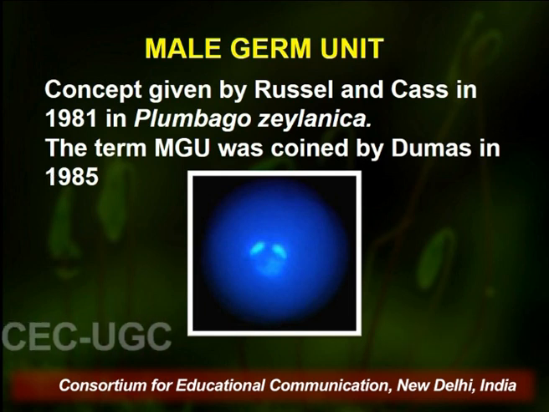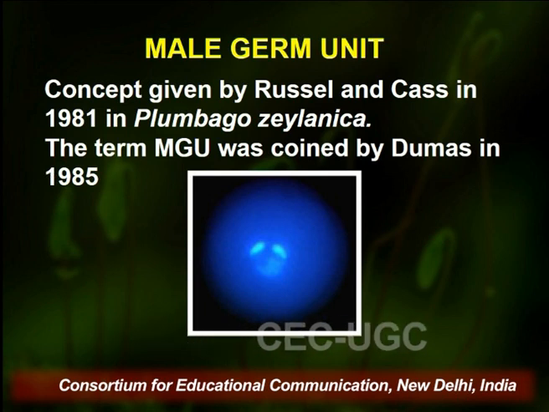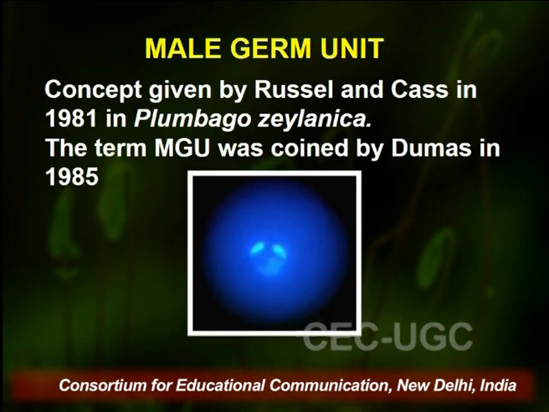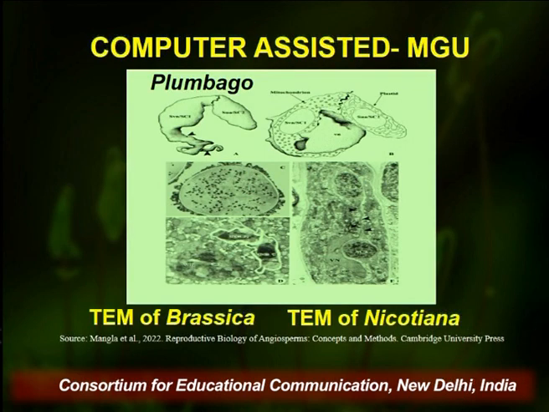The term male germ unit was coined by Dumas in 1985. You can see here brightly fluorescing two male gametes and a dull vegetative nucleus. Now this is a computer assisted picture of male germ unit in Plumbago, the first one you see here. On the left hand side you can see that there are two sperm cells which are present. The larger one has a cytoplasmic extension and then there is a smaller one, and on the right hand you can see how they are associated with the vegetative nucleus also.